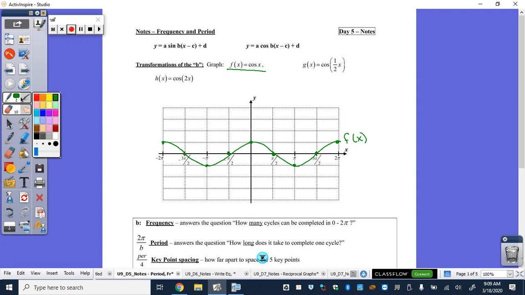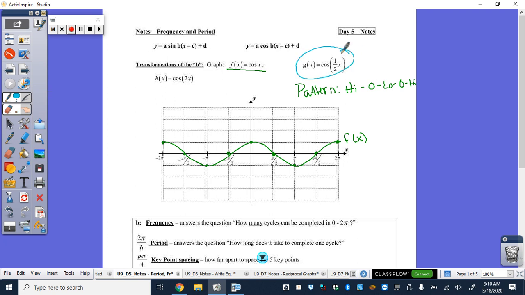So, again, I'm going to write up here. Pattern: high, 0, low, 0, high. Okay. Moving on to our next one.